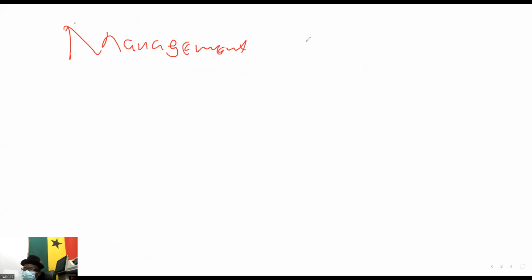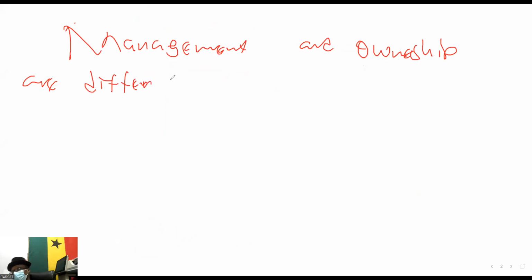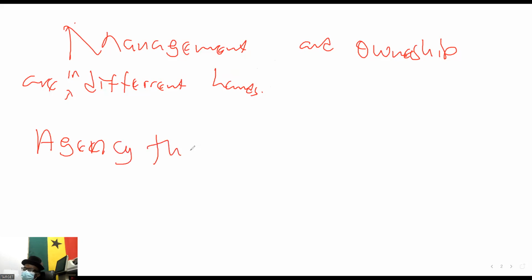Anytime the management of a company and the ownership of the same company are in different hands, then there will be a need for what you call agency theory. It creates an agency relationship. Agency relationship is a relationship that exists between the shareholders and the directors, those that manage the entity.